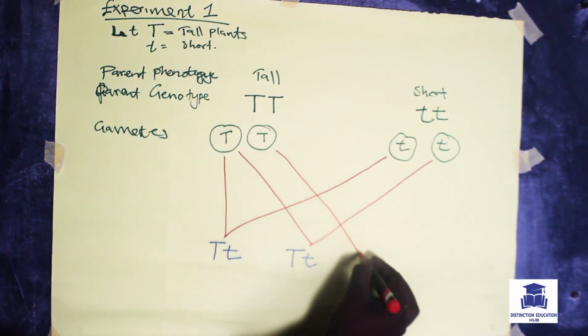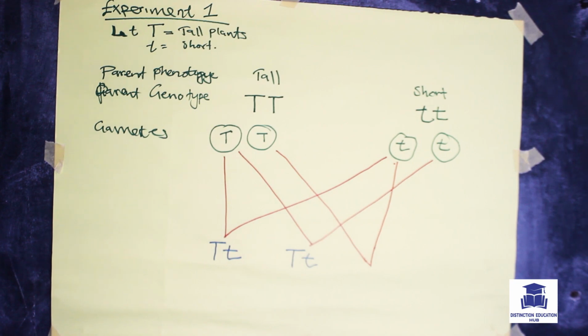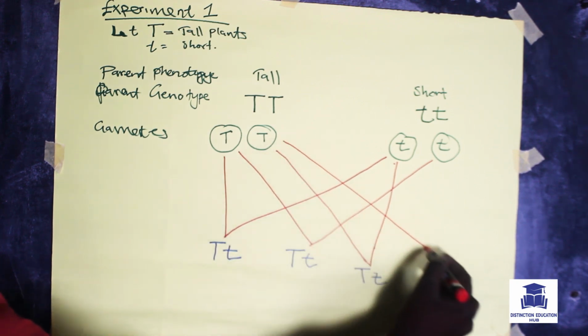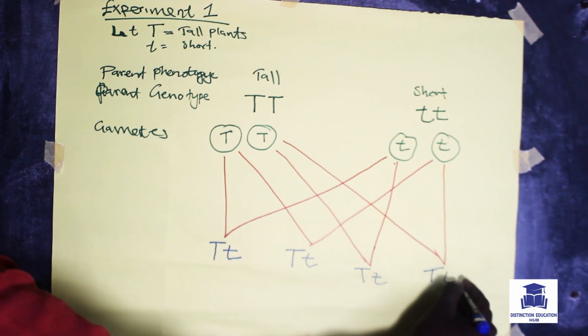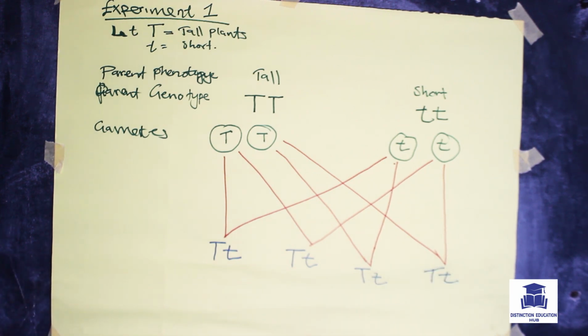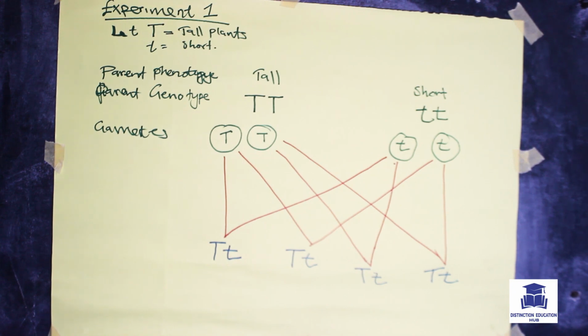So this gamete also will cross with this one, and we are going to have T and small letter t. Again the same thing is going to happen: this again will cross with this, and we are going to have again T and t. So ideally, what is this telling us? These are the offspring's genotype.